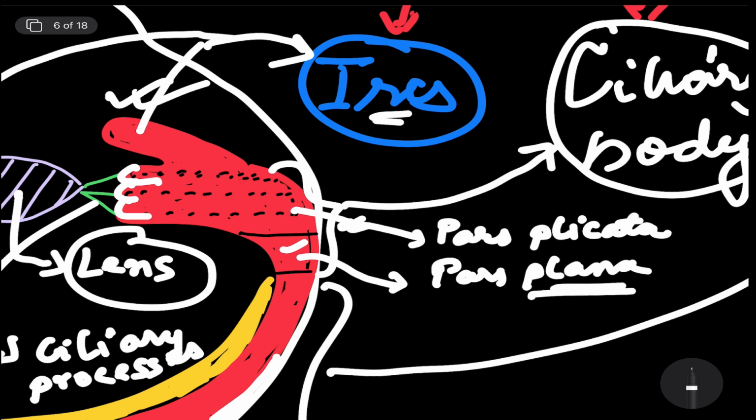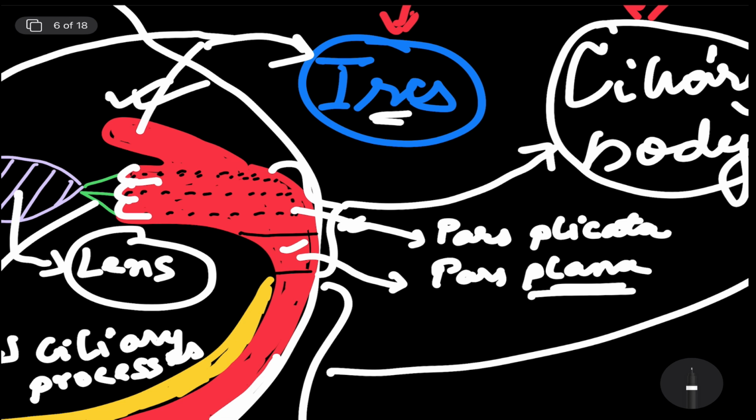Obviously, different names means different functions, different anatomical views. Something is different in them. That is why they have different names. What is the difference in them? What functions they serve? We'll talk about that when we talk about uvea as a whole.